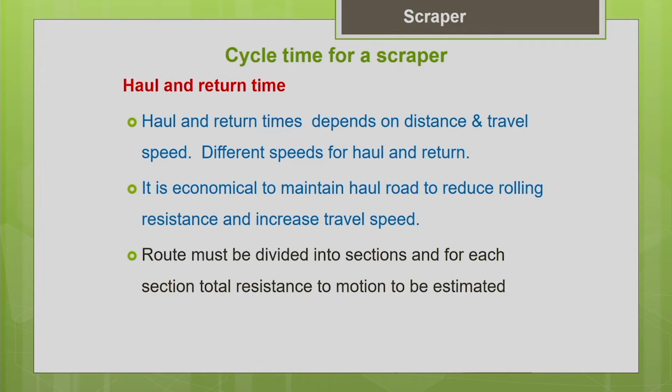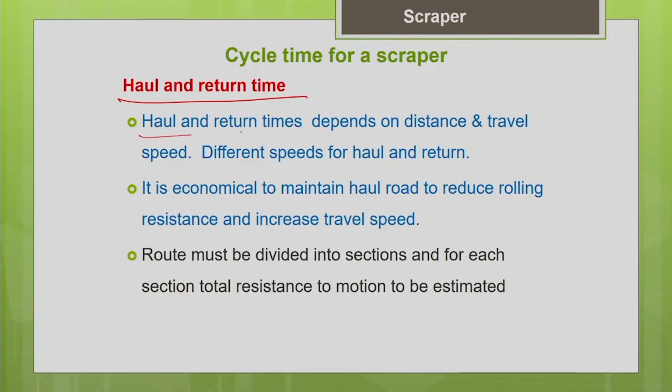The next important component of the cycle time of the scraper is the haul and return time. As I told you, it is variable time. It depends upon your travel distance and the speed of your machine. That speed depends upon your project site conditions and the haul route conditions. Obviously different speeds are there for the haul journey and the return journey, because while hauling it is in loaded condition, and in the return journey it is unloaded. Speed will be higher in the empty or unloaded condition.